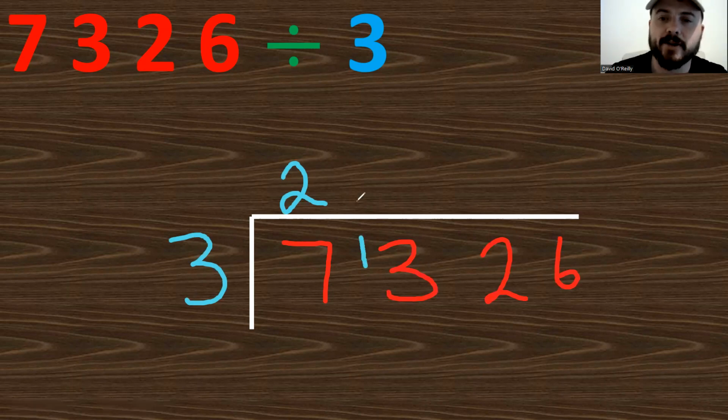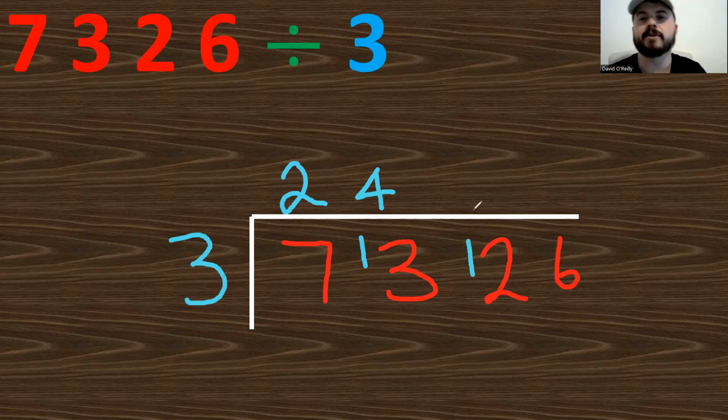How many times does 3 go into 13? 3, 6, 9, 12. We have to stop there. Otherwise, we're going to go above 13. It goes in 4 times. We landed on 12. So we wanted to land on 13. We land on 12. So we've got a remainder of 1. That goes in front of the next number.